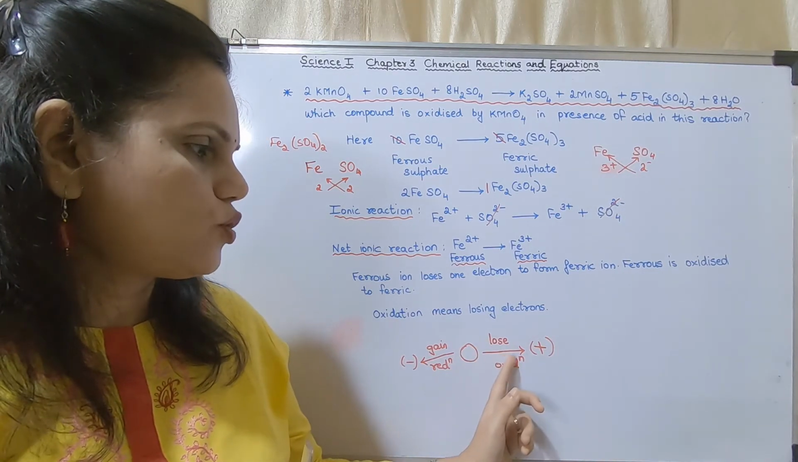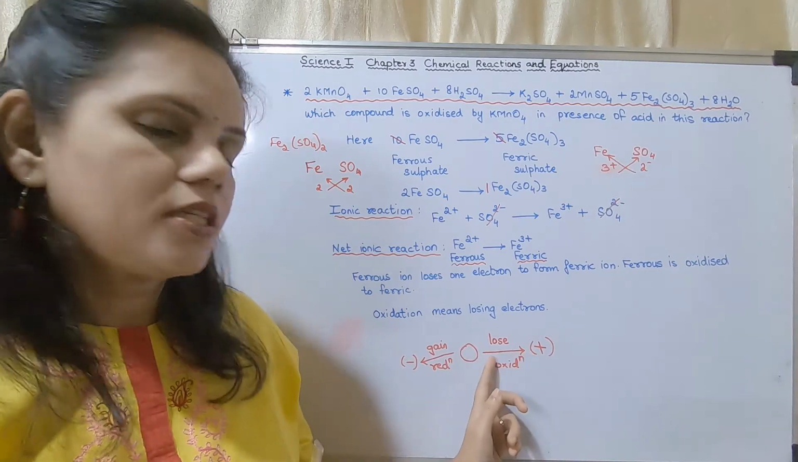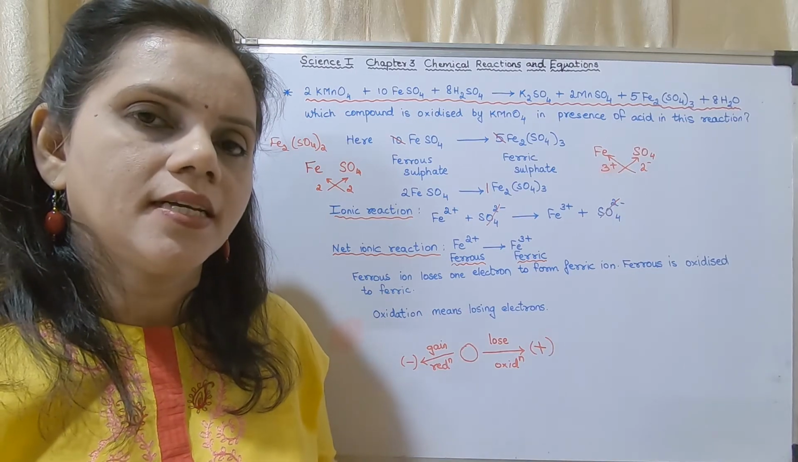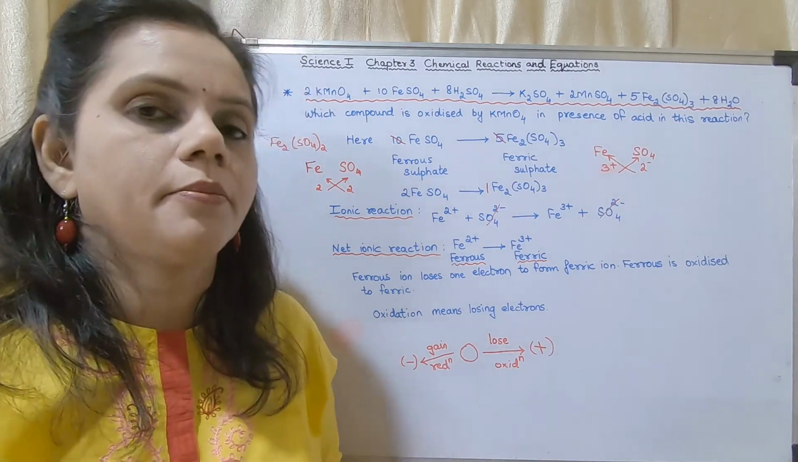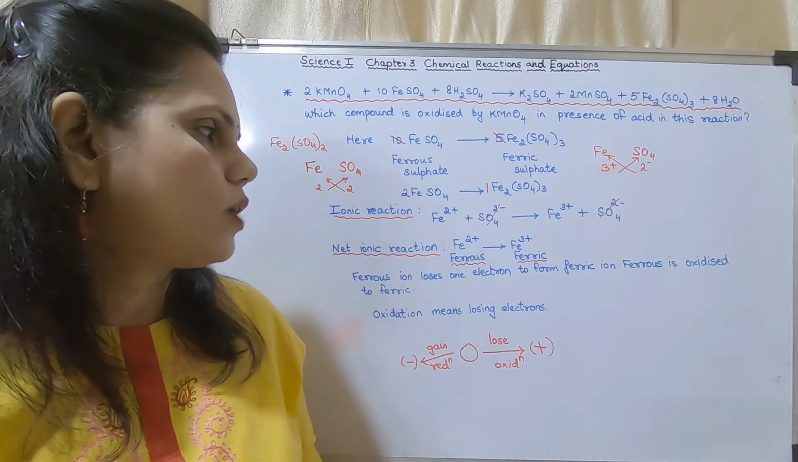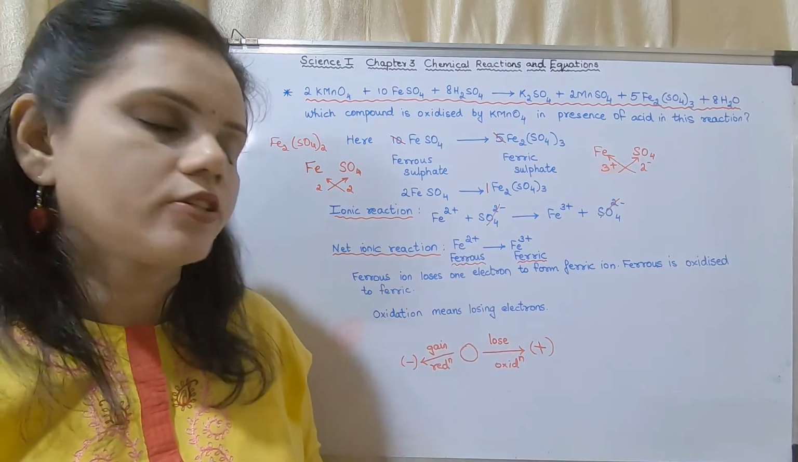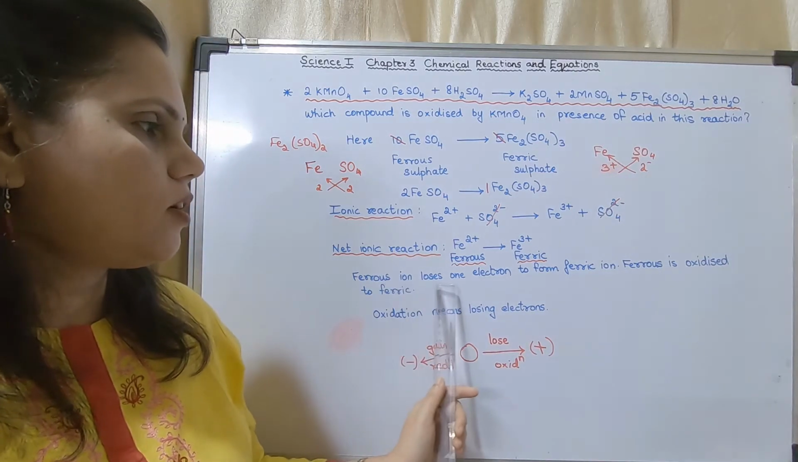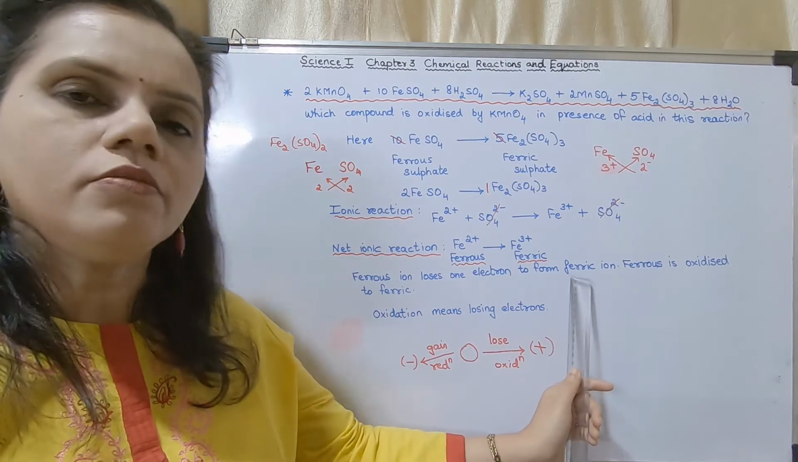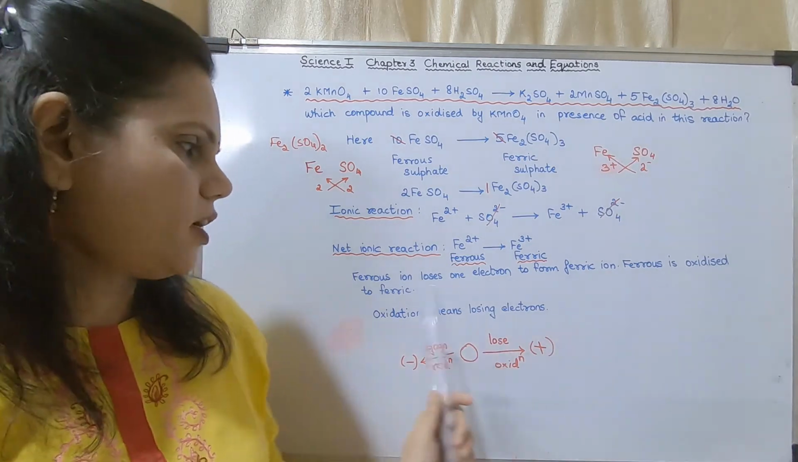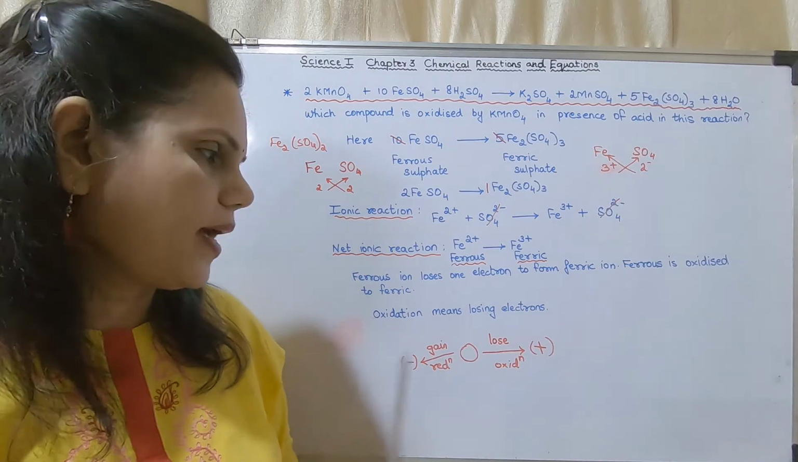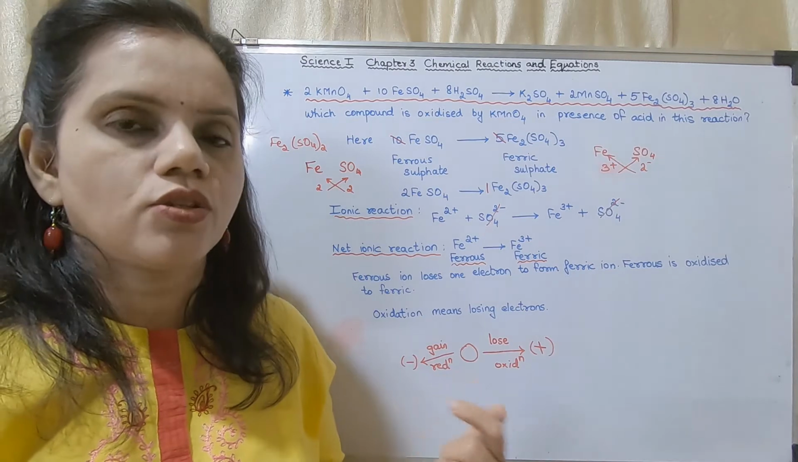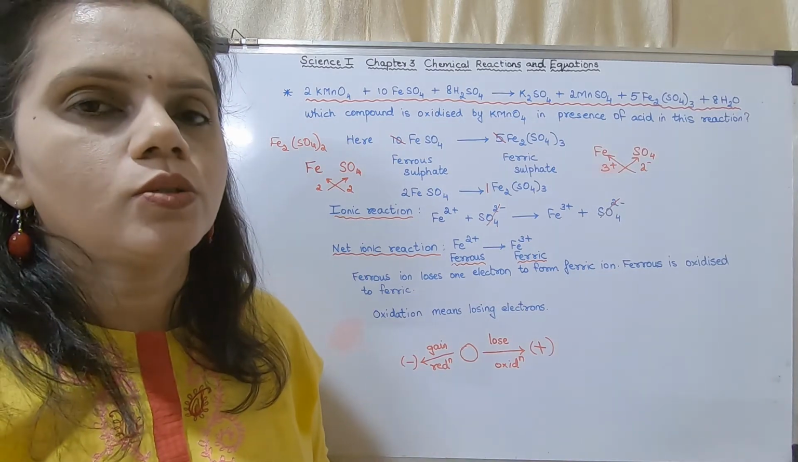0, 1 plus, 2 plus, 3 plus. If 1 is lost, it becomes 1 plus. If 2 are lost, it becomes 2 plus. If 1 more is lost, then it becomes 3 plus. So Fe2 plus has to lose one electron to get converted into Fe3 plus. That means ferrous ion loses one electron to form ferric ion. Ferrous ion is oxidized to ferric. Why? Because by definition, oxidation means losing electrons.